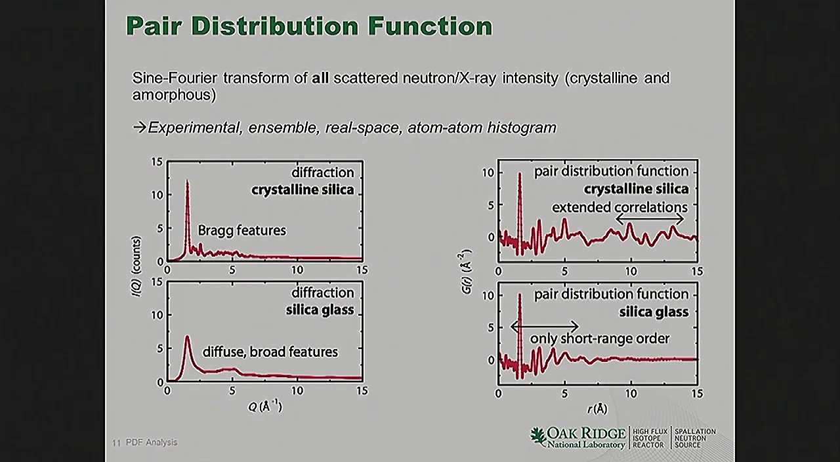Another important aspect of this is that there's no requirement of long-range crystallography to produce a PDF. You can equivalently measure all diffracted X-rays or neutrons from a crystalline material like silica, or an amorphous material like silica glass. Quartz up here, glass down here. You'll see Bragg features and some diffuse scattering beneath it there. You'll see just diffuse broad features there.